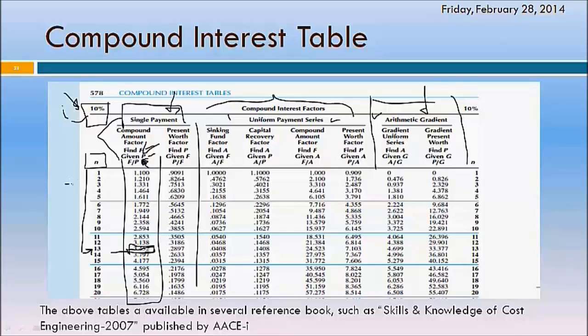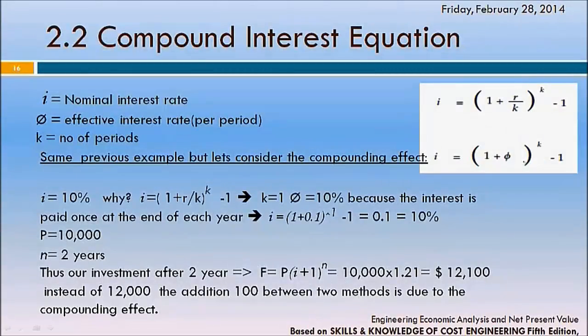Simply, if you remember, we did the single payment, finding F given P, for 2 years. If you recall, 2 years single payment, go down, finding F given P, the factor is 1.21. If you remember, we did $10,000 times 1.21 equals $12,100. Do you remember? Let us roll back. Here, finding F given P, finding the future value given the present value.